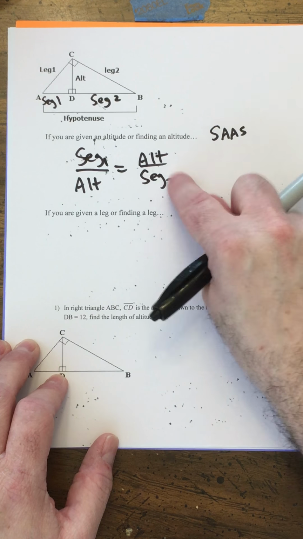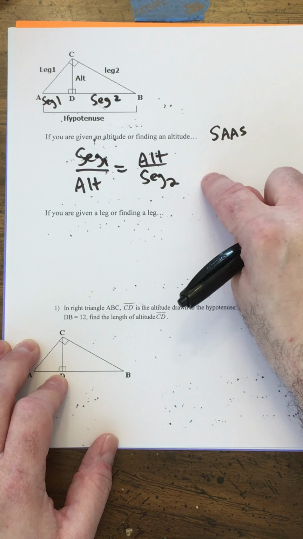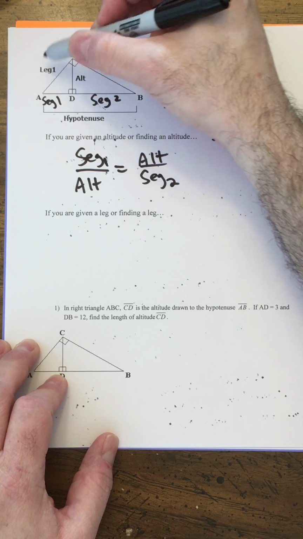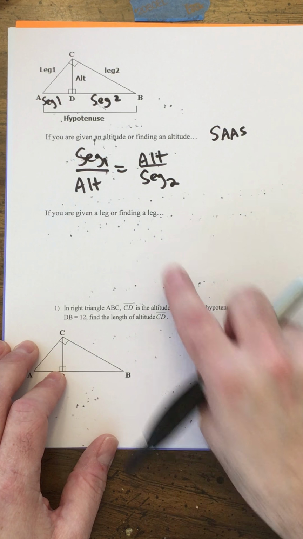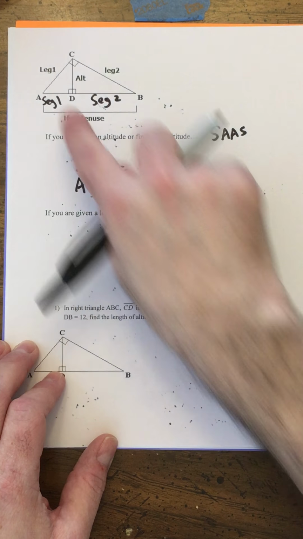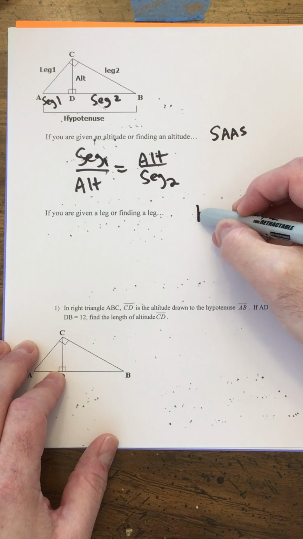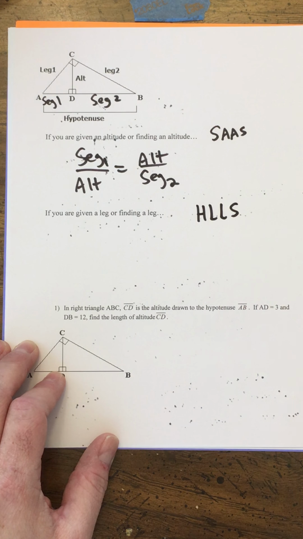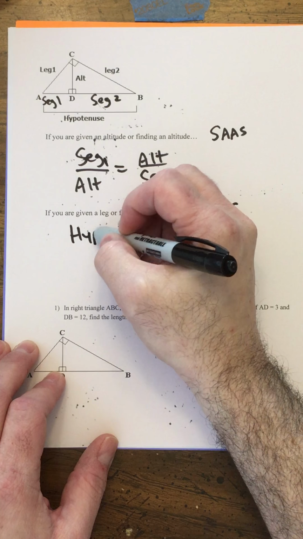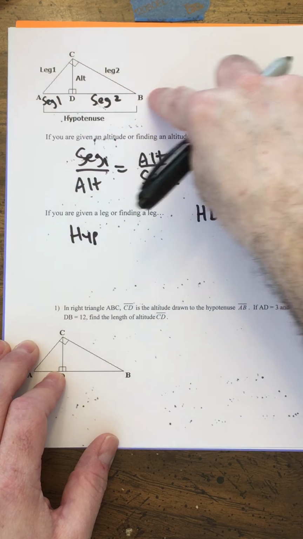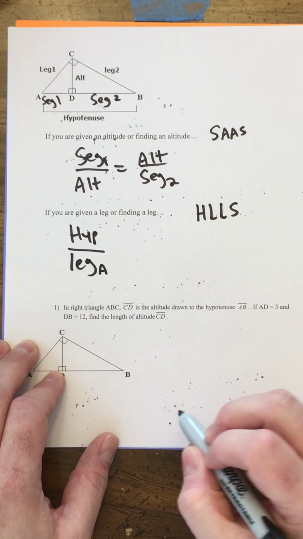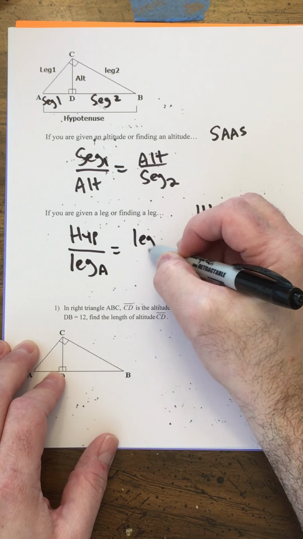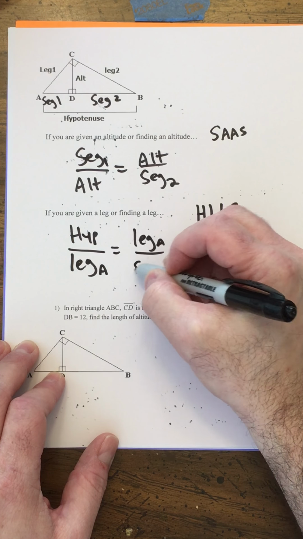And this shortcut is only used if the altitude is in the problem and neither of the legs are in the problem, okay? On the other hand, if you're given a leg or you want to find one of the legs, you're going to use this shortcut called HLLS, which we call hills. And this is the shortcut. It's the hypotenuse of the really big triangle, that whole thing, over a leg, let's call it leg A, equals leg A over segment A.